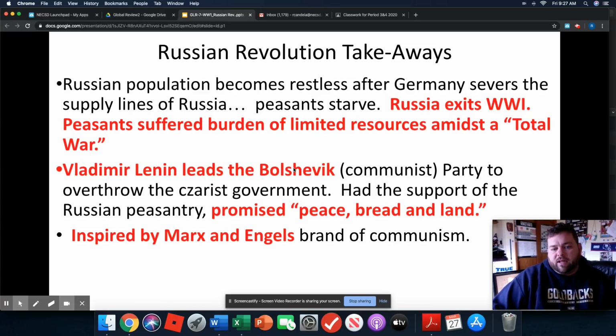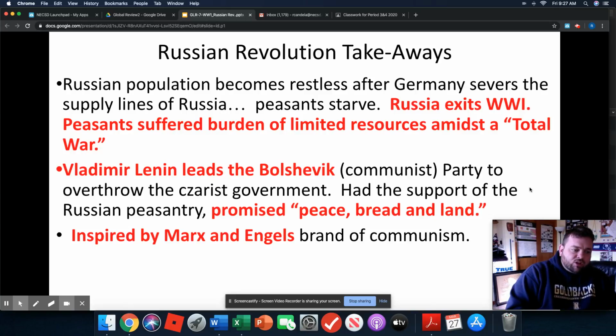Enter Vladimir Lenin and his Bolshevik party. They are going to essentially lead a violent revolution against the czarist government, get rid of the czar, and replace them with a communist regime called the Bolsheviks. Vladimir Lenin is going to gain power by promising all of the peasants of Russia peace, bread, and land. This is his big slogan.